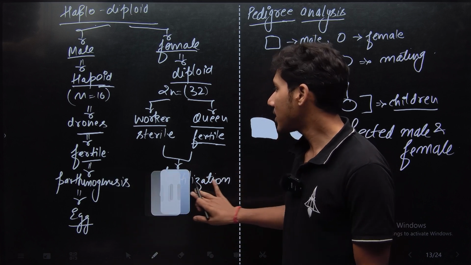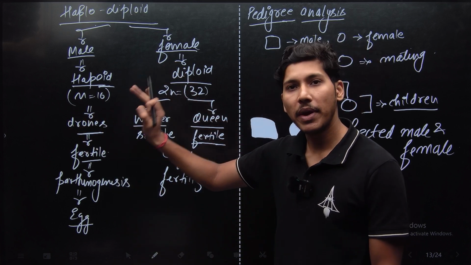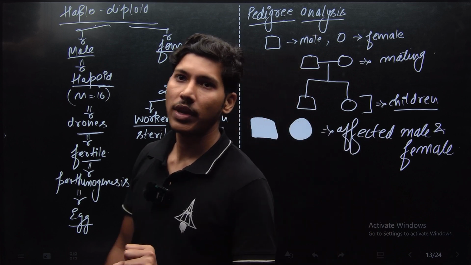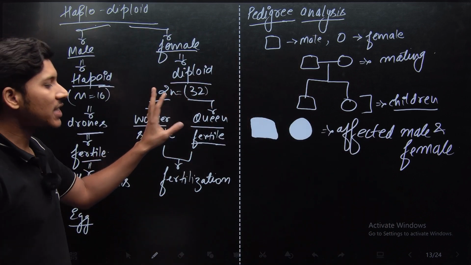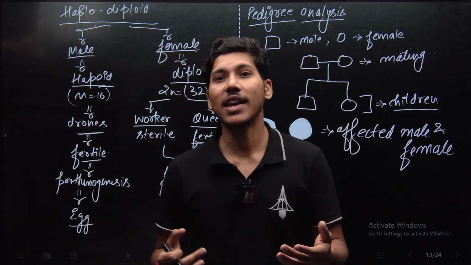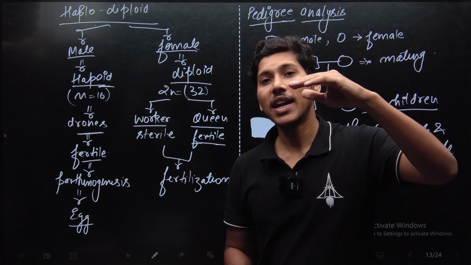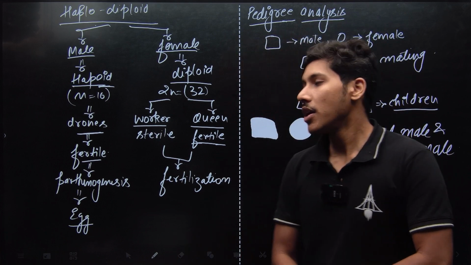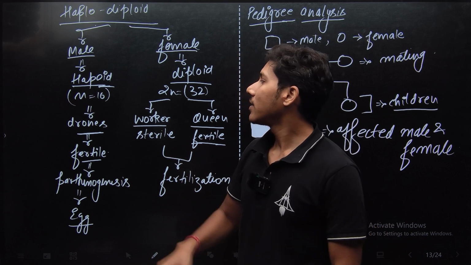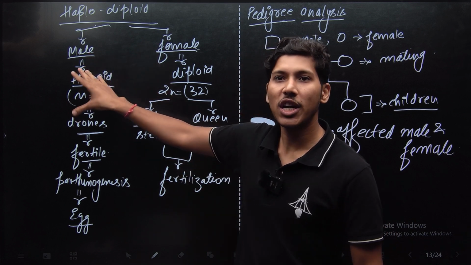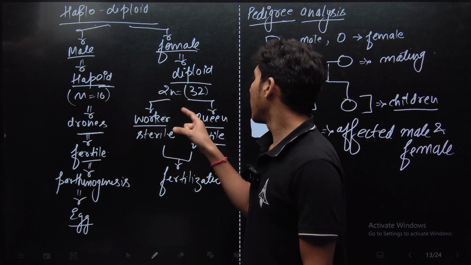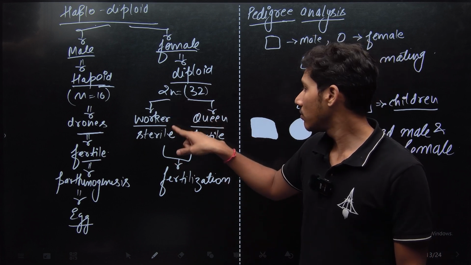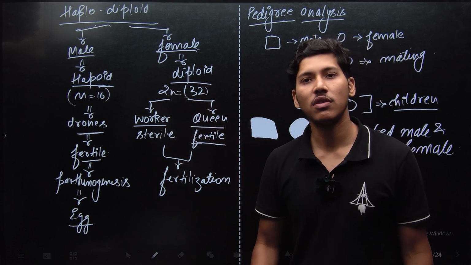And in this case, the males don't have a father and they can't have sons also. But females have father and son. Males can have a grandfather and grandson, but not father and son. Okay? But let me tell you one thing, that though it is haploid, it is still fertile. In females, only the queen bee is fertile. The worker is not at all fertile.